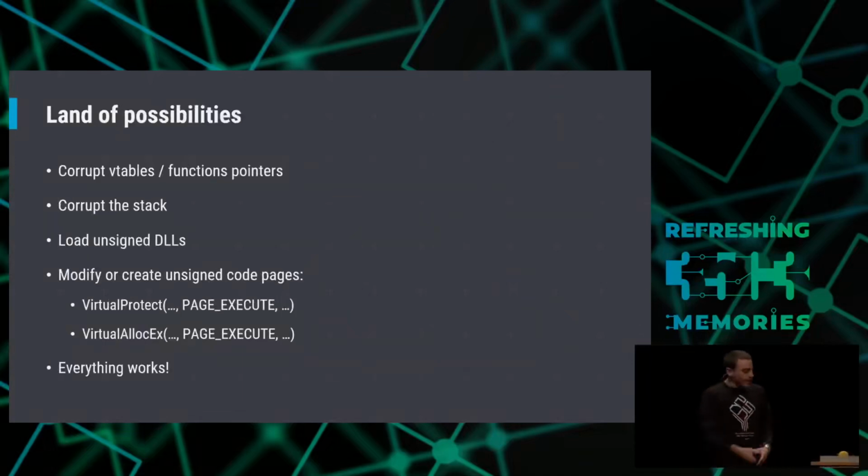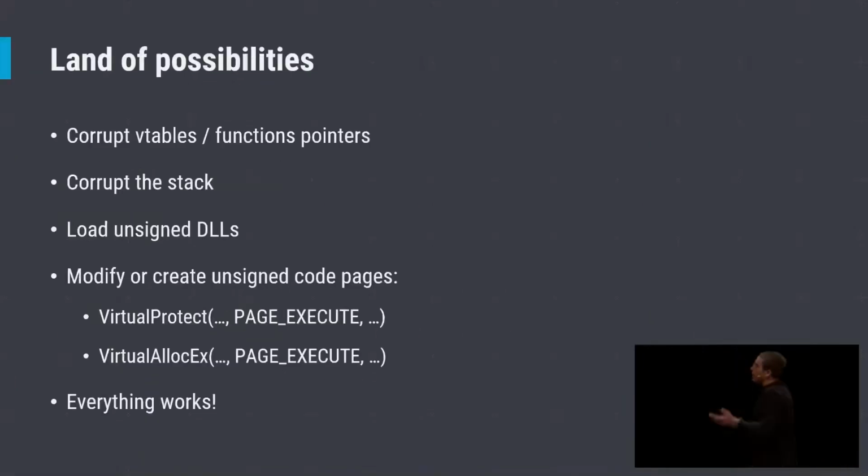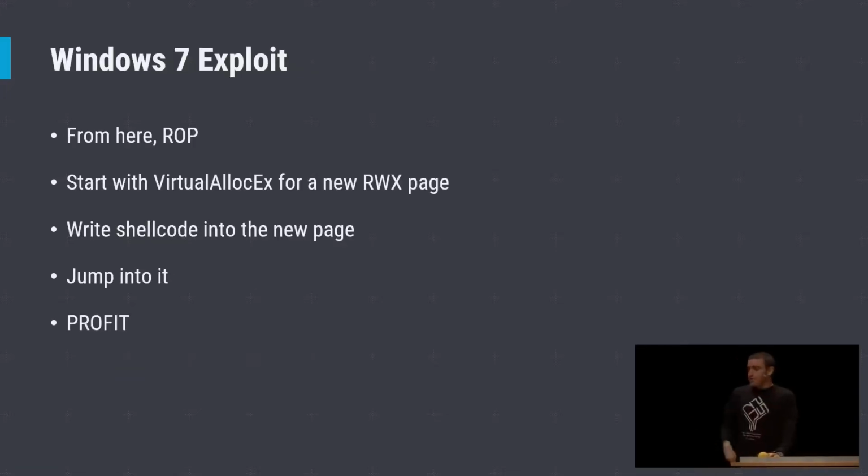Okay. Now we need to choose the course to execute arbitrary code, right? Well, we can call function pointers, vtables, we can copy the stack and do ROP, we can basically even load some unsigned DLL with our code, and it will be executed. We can allocate a read, write, execute chunk. We can do basically whatever we want, and nothing stops us. Let's do the ROP. Okay, let's create some read, write, execute chunk, write shellcode, and jump to it.